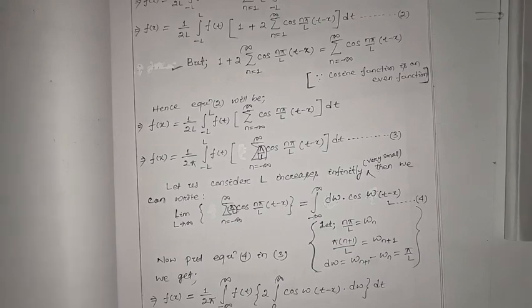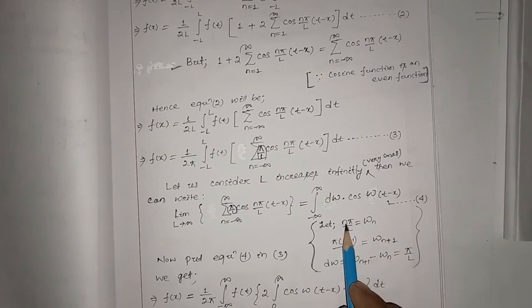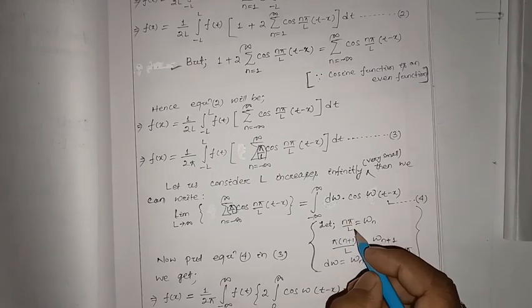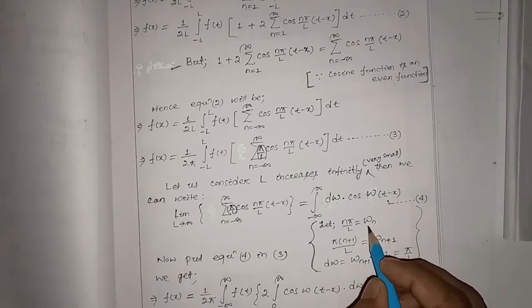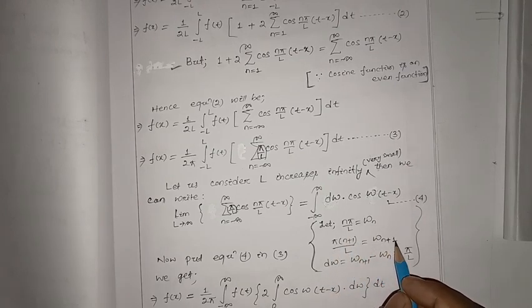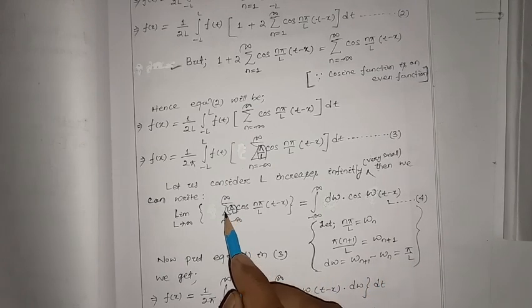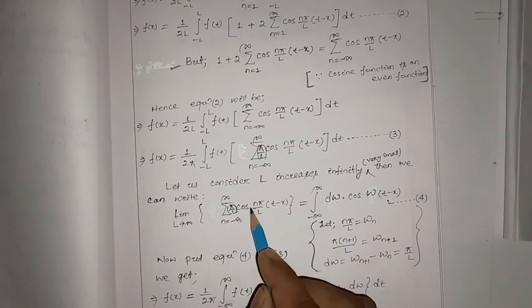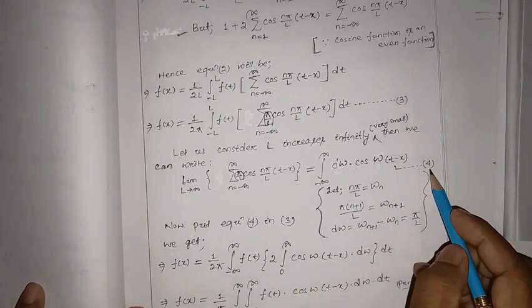So n pi by L is the dimension of frequency. If pi by L is the basic frequency, n pi by L is the nth frequency, so it is represented as omega n. So pi into (n plus 1) by L will be written as omega n plus 1. So d omega, or the change of frequency, will be omega n plus 1 minus omega n, which is pi by L. So instead of pi by L we can write d omega, and instead of n pi by L we can write omega, right? Let this be your equation number 4.